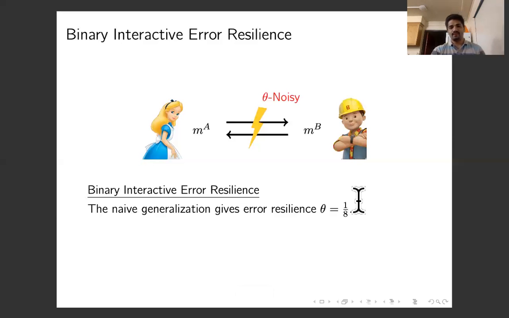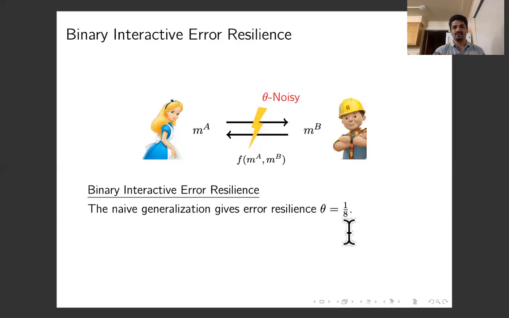It turns out that this message exchange task is complete in the sense that even if Alice and Bob were asked to not output MA and MB, but some function of both the inputs, they can still do it by this protocol. Alice can send MA, Bob can send MB, and once they both know both the values, they can just evaluate this function on the values and get f of MA and MB. So actually, what I described to you was a protocol that computes all functions f on MA and MB with an error resilience of 1/8.